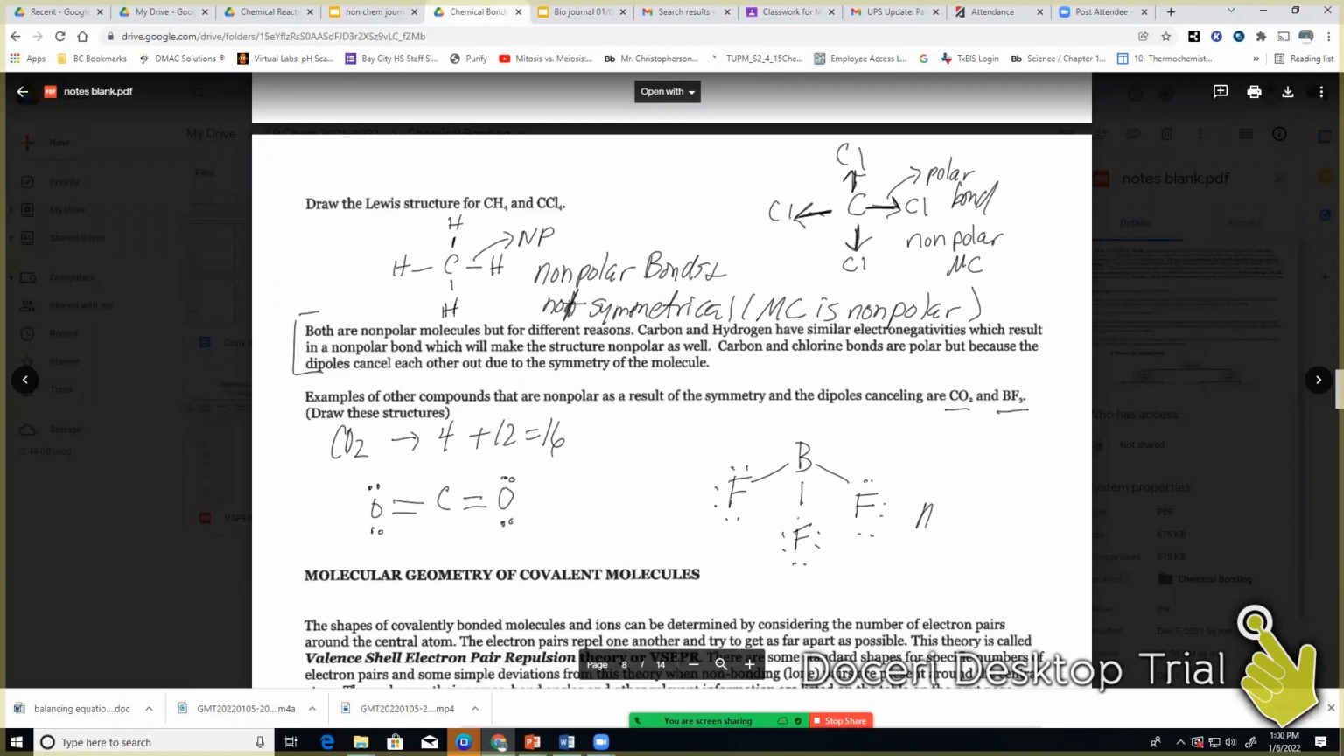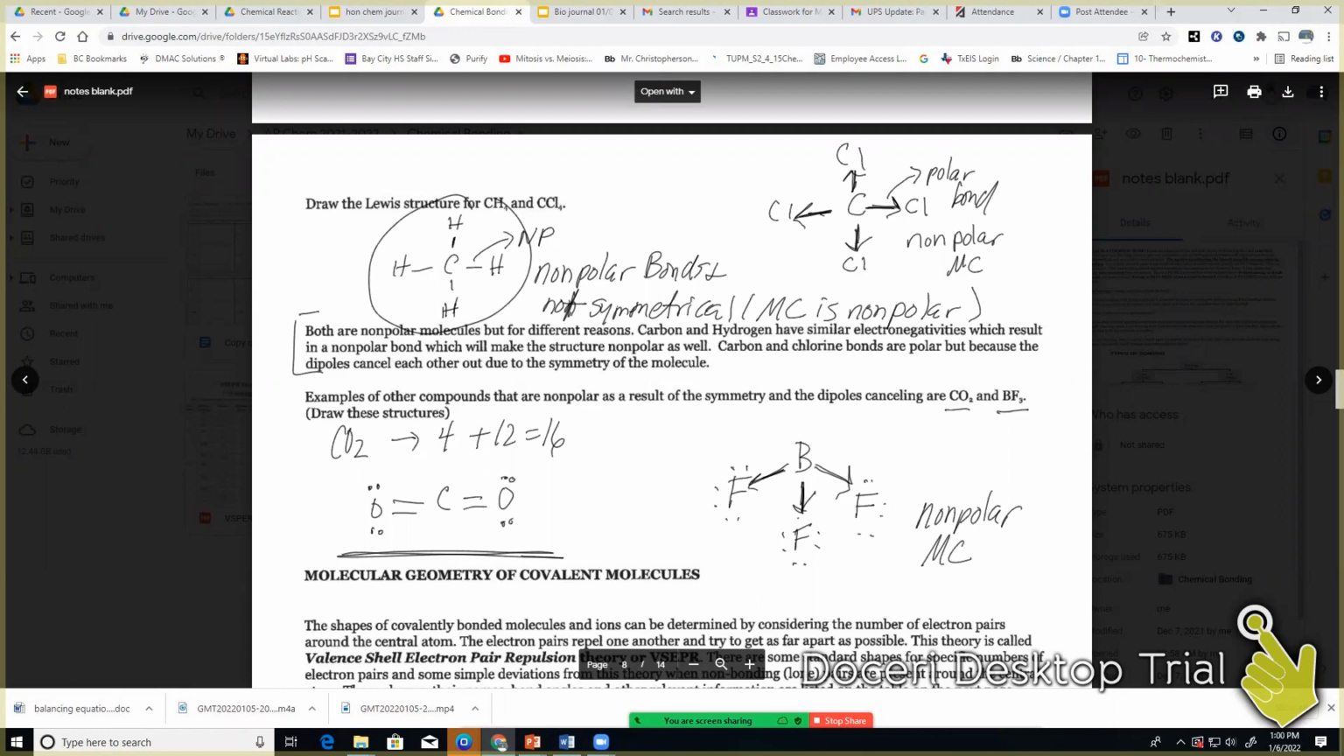It is not a polar molecule. This is considered a non-polar molecule because this is considered symmetrical. For me, it's very easy to see that symmetry. This one is a little bit harder to see, but this would also be considered symmetrical and those vectors would cancel out. Sometimes it's harder to see because of the way that we draw it, but this would be considered nonpolar because it is a symmetrical molecule and they cancel each other out.